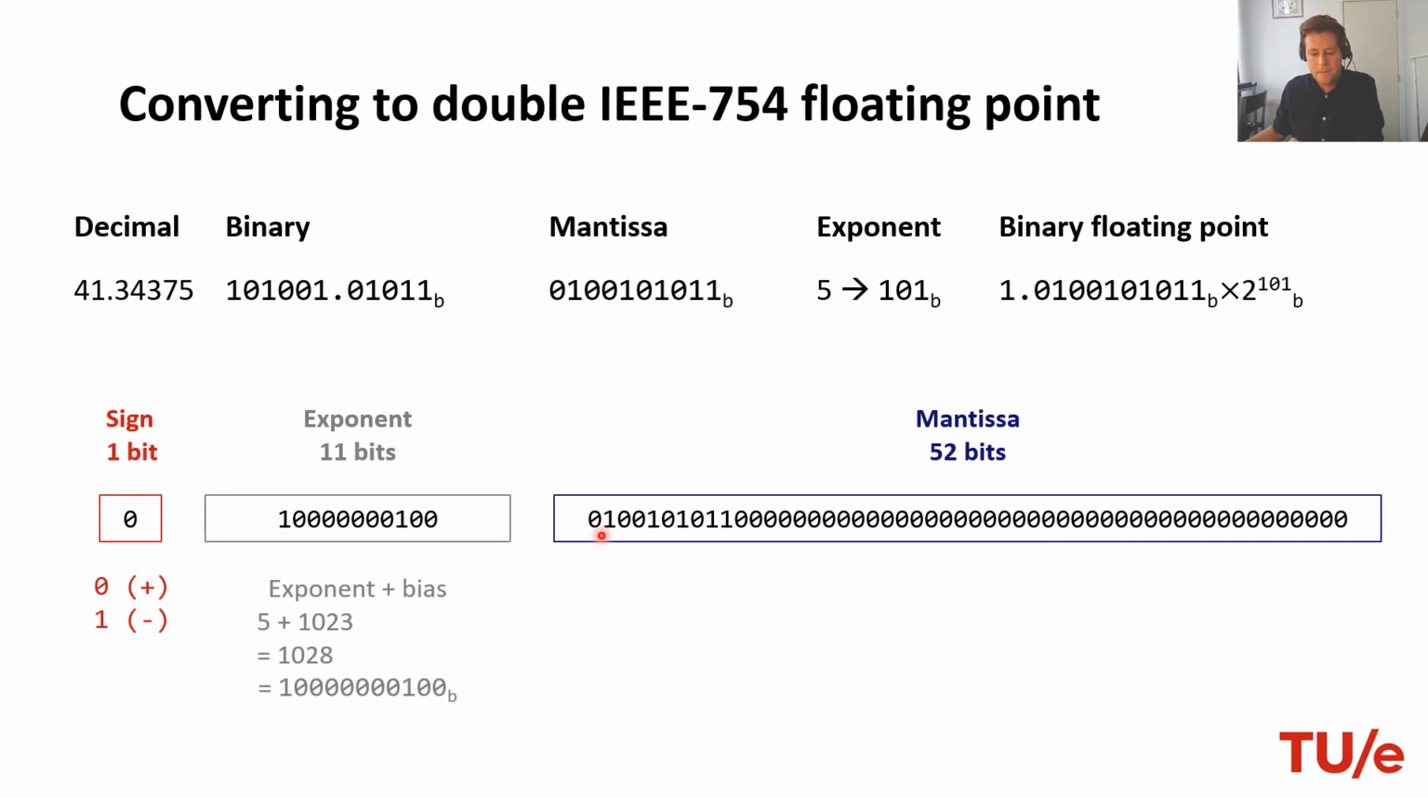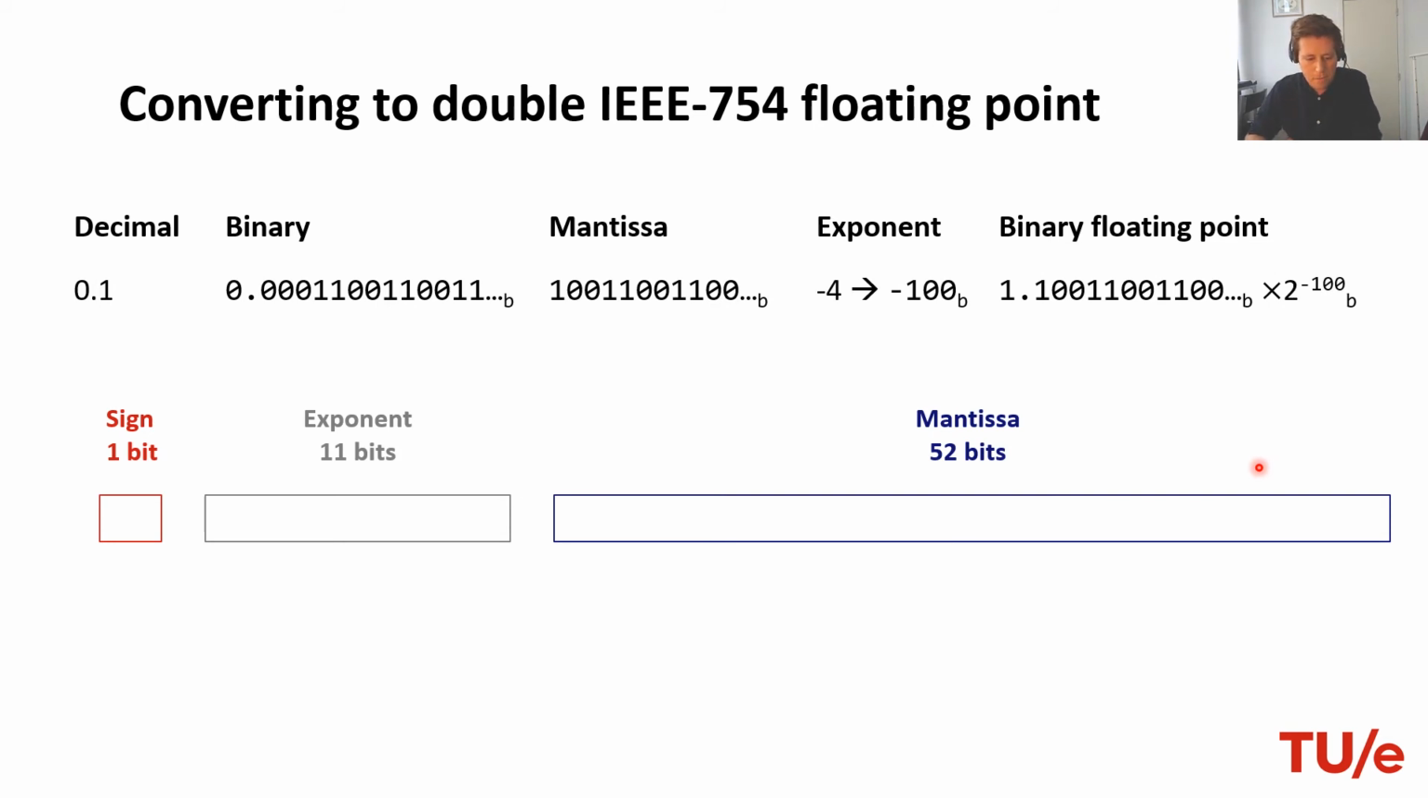And then finally the mantissa, we have 0, 1, 0, 0, 1, 0, 1, 0, 1, 1. We store that and add a large number of trailing zeros in this case because the mantissa here is finite and only has a quite limited amount of digits. So we don't actually need all these zeros, but we need to store it anyway because of the IEEE standard.